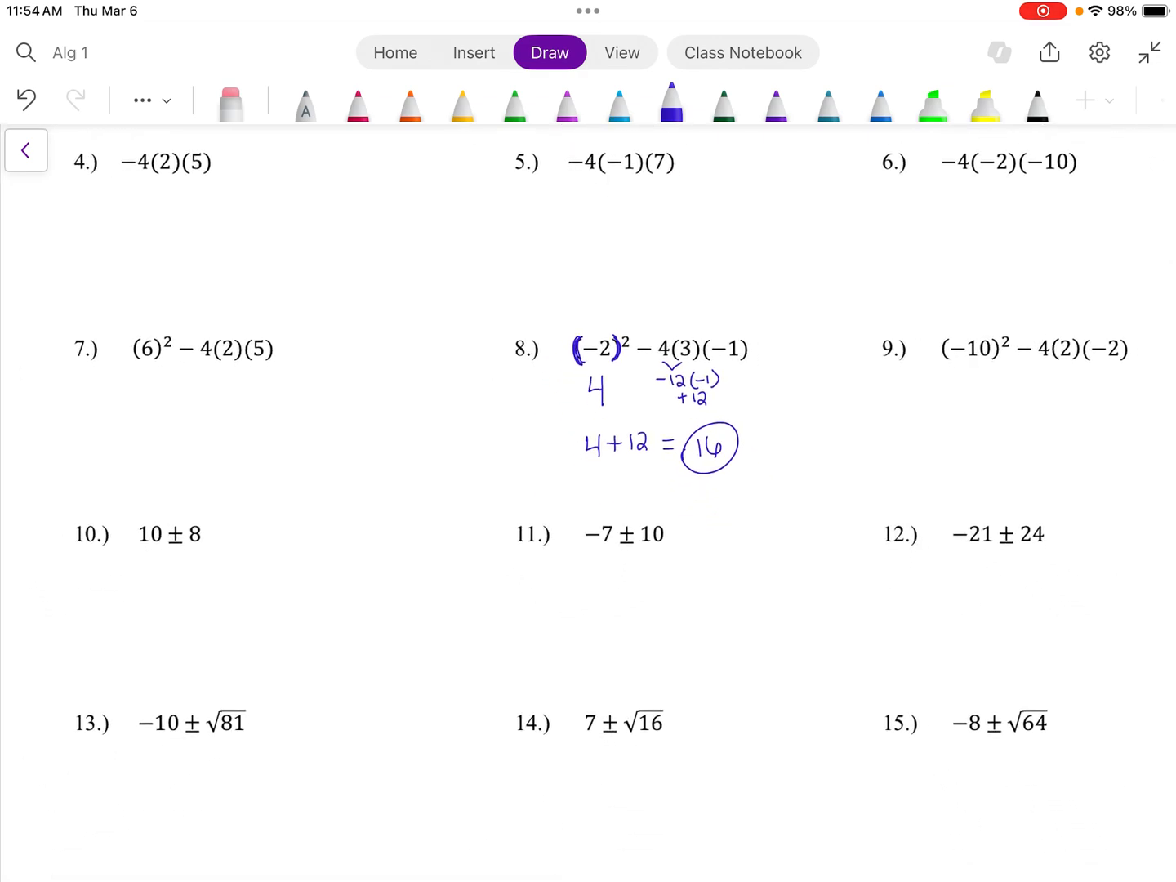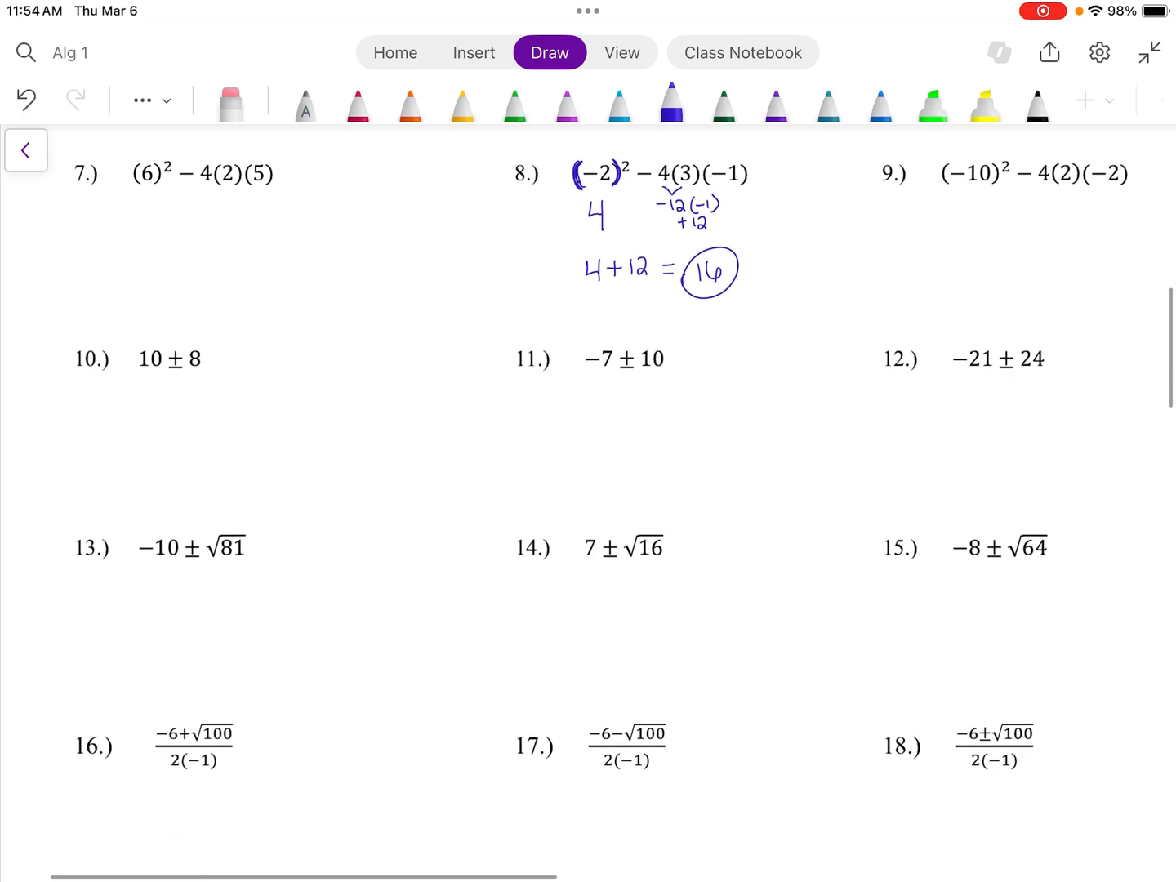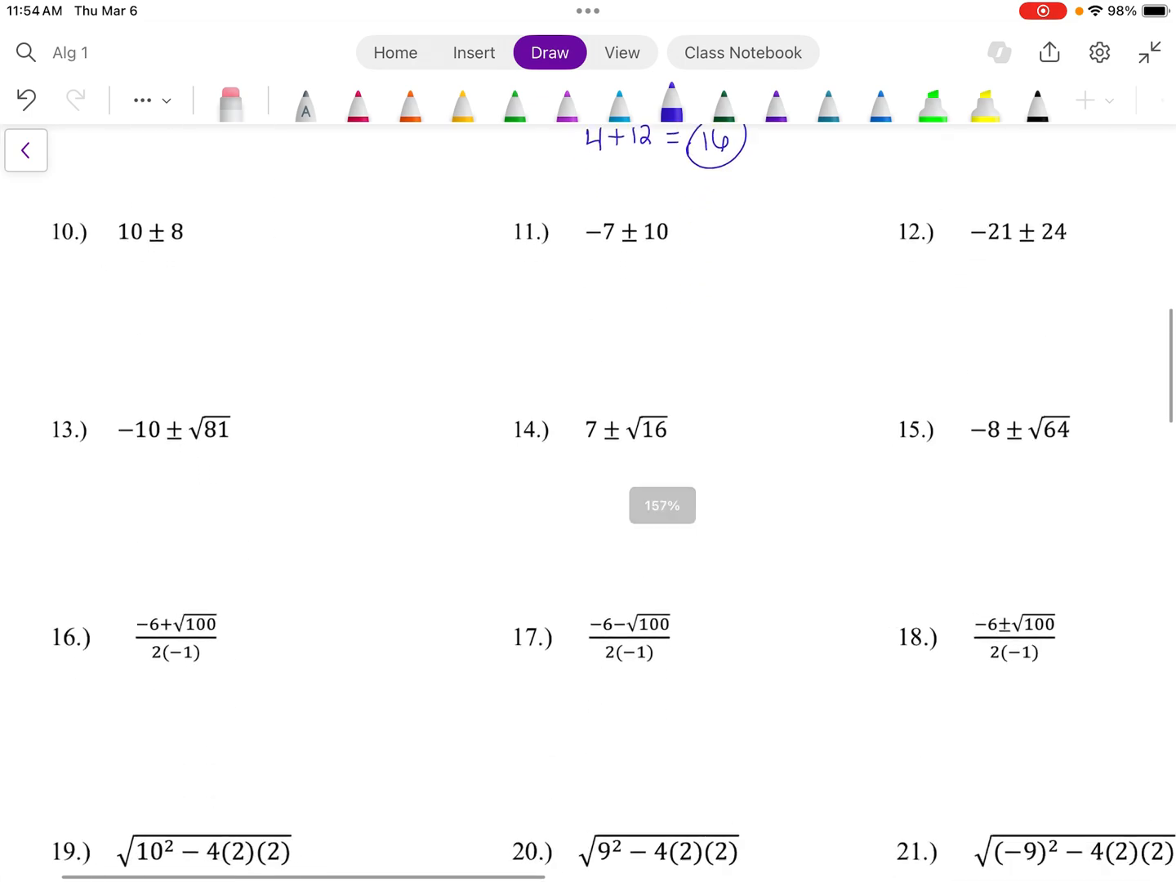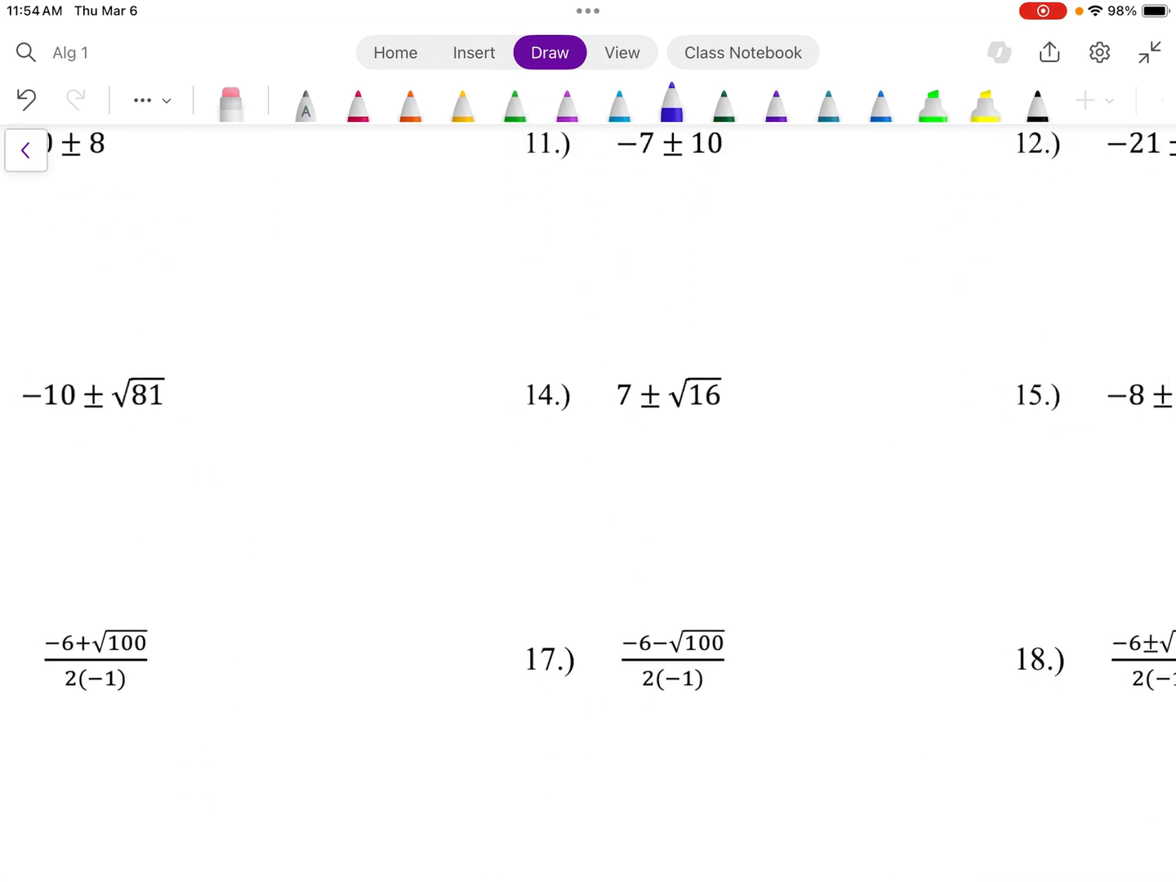What would come next? If we have something like number 14, where we have 7 plus or minus the square root of 16, well, remember, I can't add 7 and the square root of 16 because 7 is an integer and our square root of 16 is under that radical. We have to evaluate that before we can figure this out. We know that the square root of 16 is 4, so I could rewrite this as 7 plus or minus 4. And now I'm actually going to have two different answers.